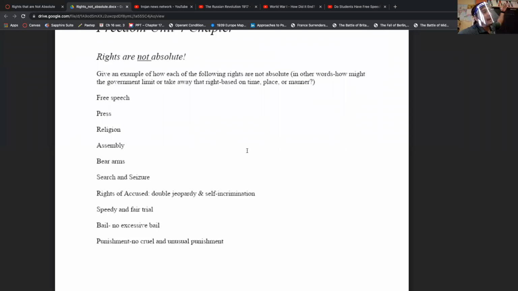Freedom of speech. How might that be limited? How might that be, I guess you could say, controlled by the government, right? Controlled by a certain institution, maybe. Press, religion, assembly, the right to bear arms, search and seizure, rights of the accused, double jeopardy, and self-incrimination. Speedy and fair trial, bail, no excessive bail, punishment, no cruel and unusual punishment.